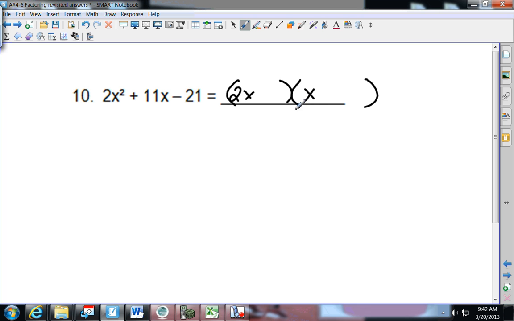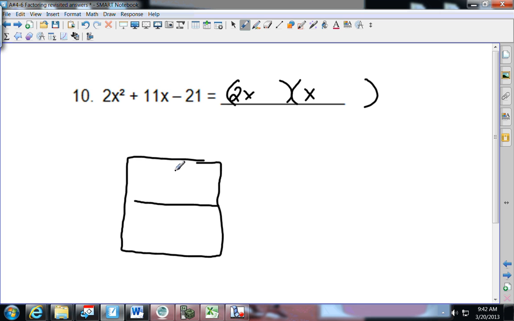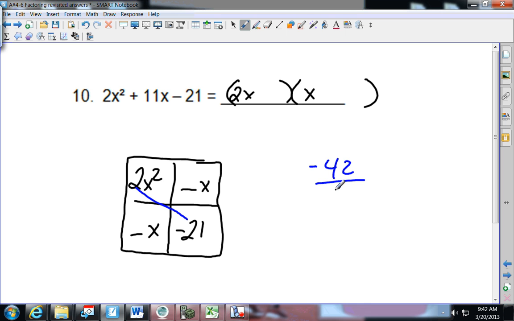Like what we had to do back in the day before we had this graphic organizer, we had to guess and check. Just put in numbers and try and figure out what works. Right here, I'm going to put in 2x squared, and down in the bottom right-hand corner is negative 21. Something x, something x. Now, multiply these two numbers together. 2 times negative 21 is negative 42. I need the factors of negative 42 that give me 11.